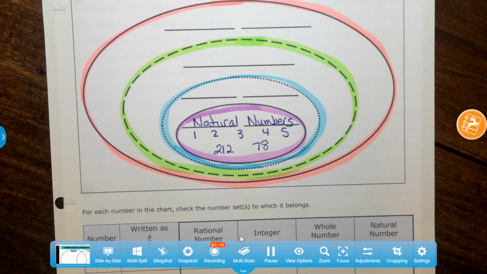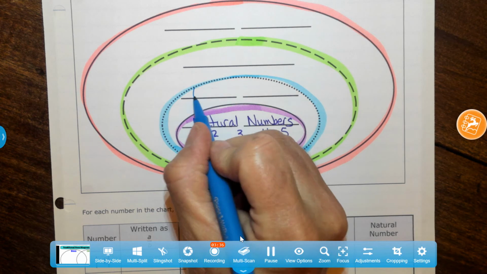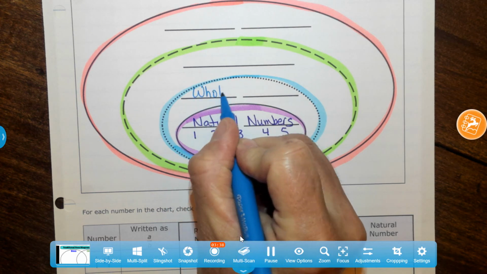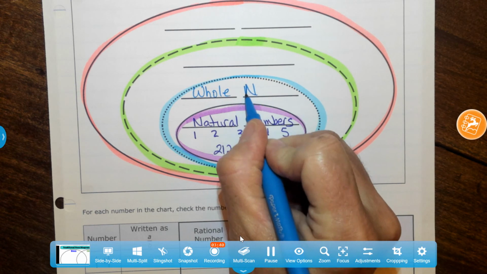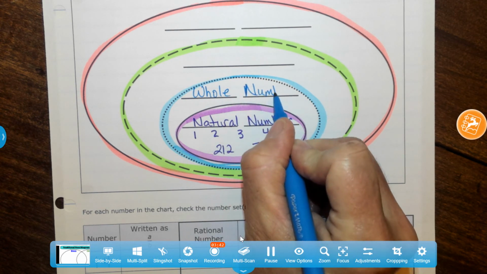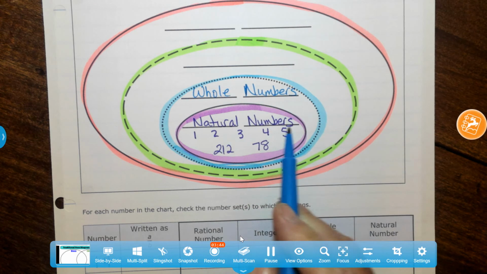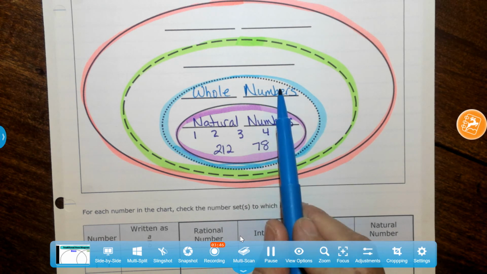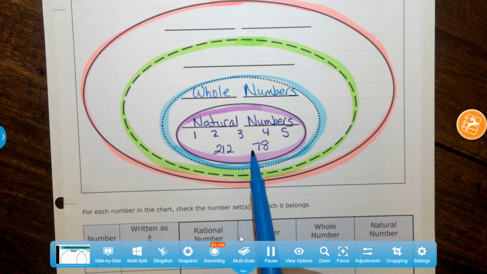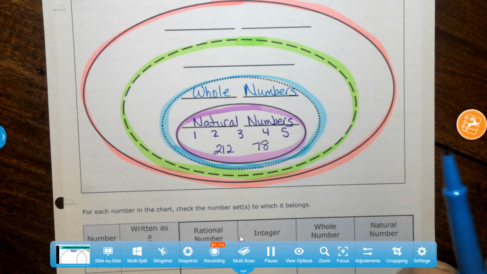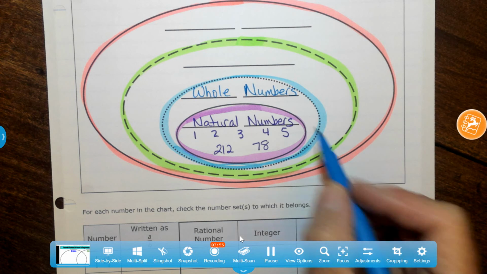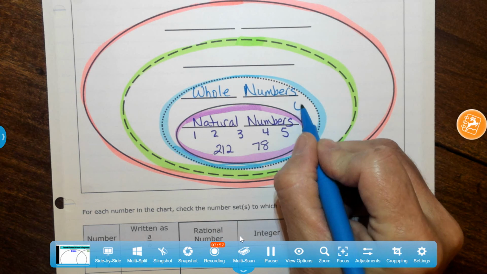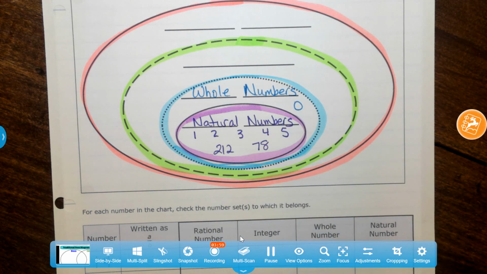Okay, now I'm going to switch to blue, and we're going to talk about whole numbers. Now, all of these natural numbers are inside the whole numbers. That means they're whole numbers too. Kind of like the Labrador retriever was also a dog. But what isn't a natural number but is also a whole number is the number 0. So whole numbers are 0 and then all the natural numbers, 1, 2, 3, 4, 5, infinity.